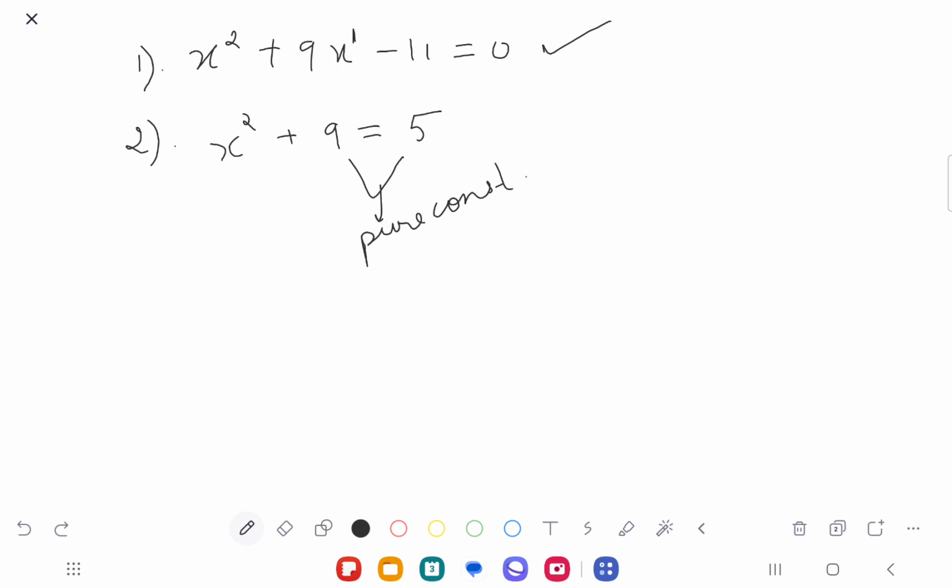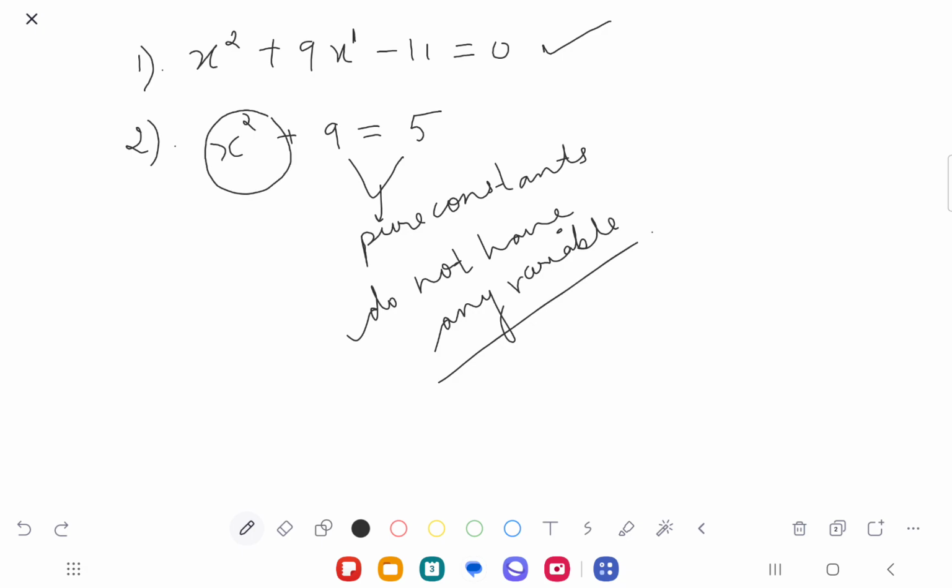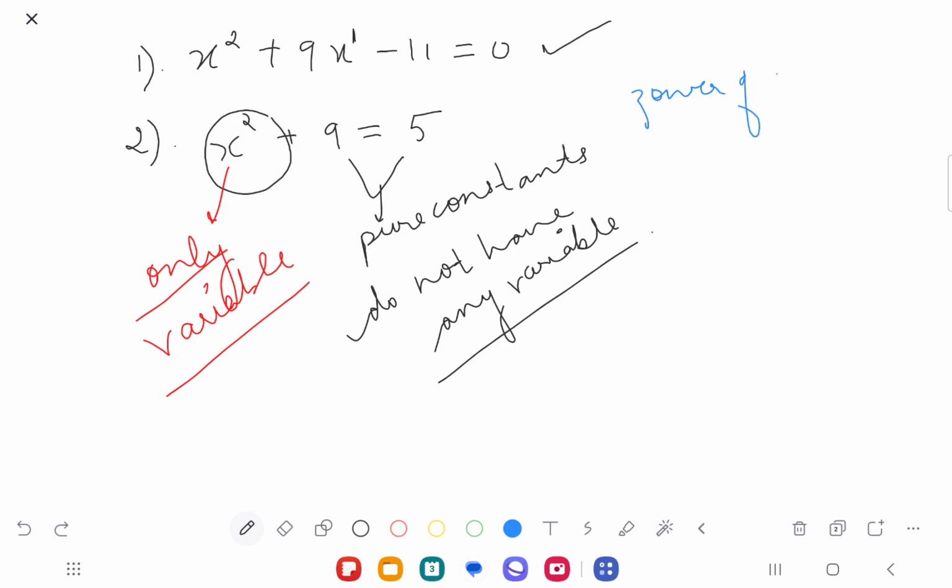And when both of them are pure constants, they do not have any variable. So I can't decide with these numbers, isn't it? But I can decide with the power of x here because that's the only variable I have. That's my only variable. Yes or no? And when that's my only variable, do you realize that here the power of x is 2? And in any equation, wherever the power of x is 2, it is a quadratic equation. Do you understand my point?